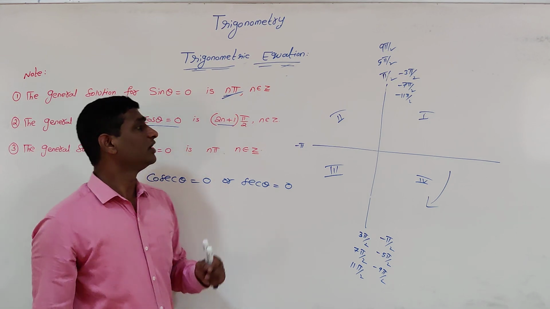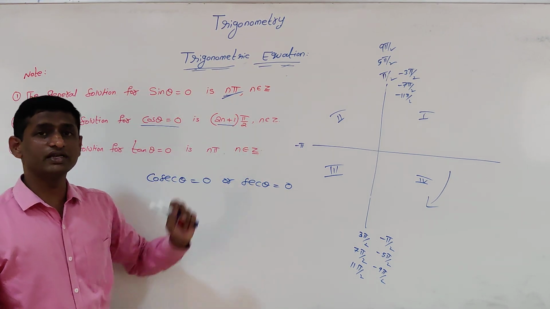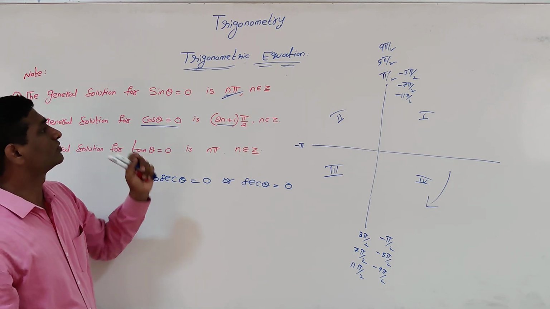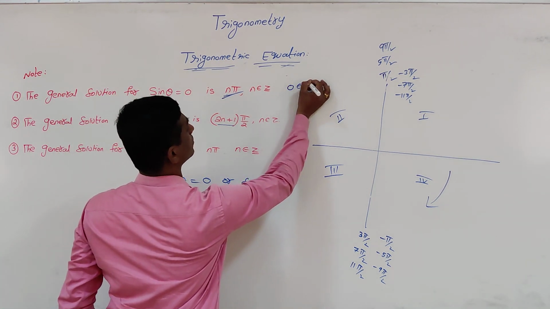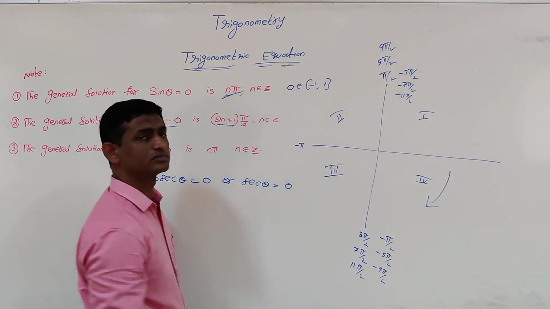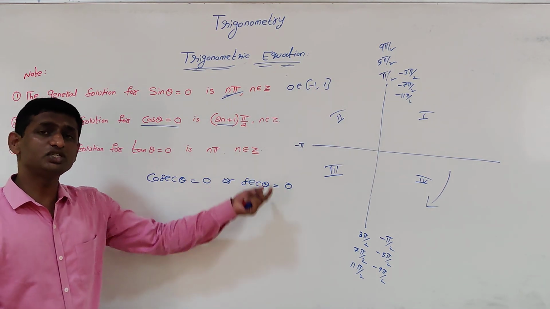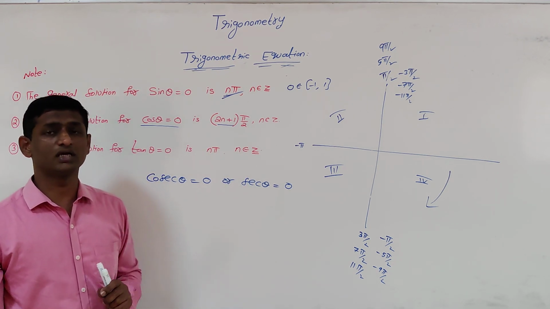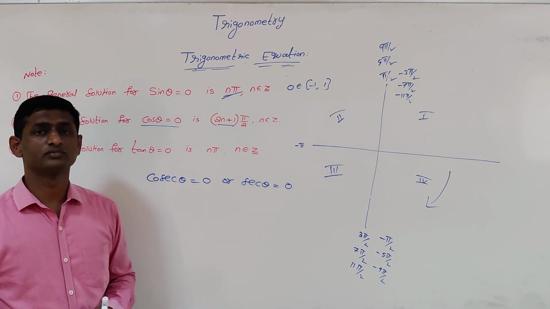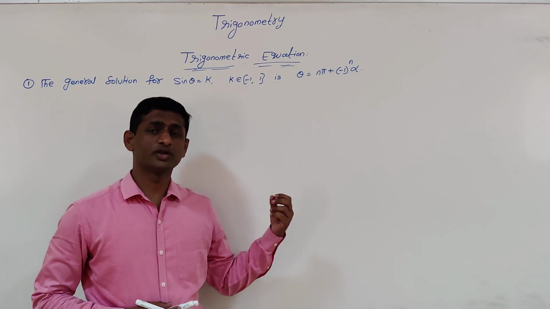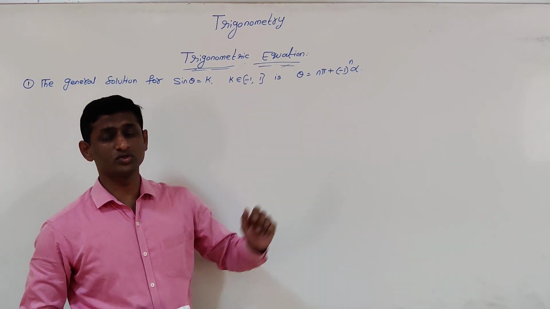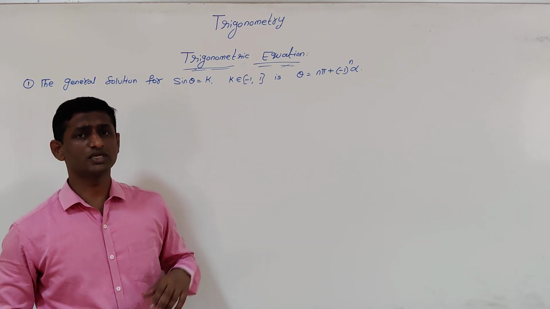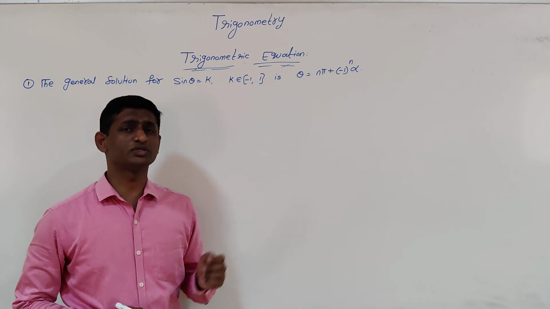Next, if it is 0, then we can find the general solutions. But other than 0, for example, sin theta is equal to k, where k belongs to the closed interval minus 1 comma 1. But other than 0, what happens? What is the general solution for sin theta? We'll see one by one. As we have seen, the general solution for sin theta is equal to 0. But apart from 0, we'll see the general solution in general.